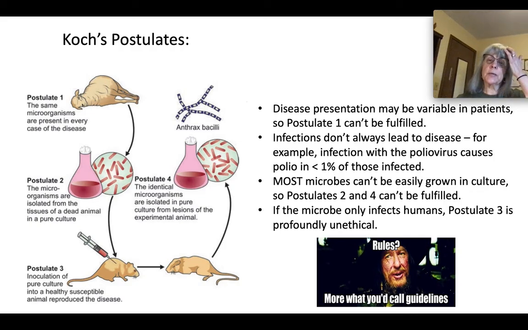Another limitation is that most microbes cannot be grown in culture. So postulates 2 and 4 cannot be fulfilled; we cannot stick by those. And then finally, postulate 3, inoculation of a pure culture into a healthy, susceptible organism, and they reproduce the disease. That is unethical if the disease only infects humans. So there are some limitations to these rules and exceptions. I just wanted you to be aware of that.